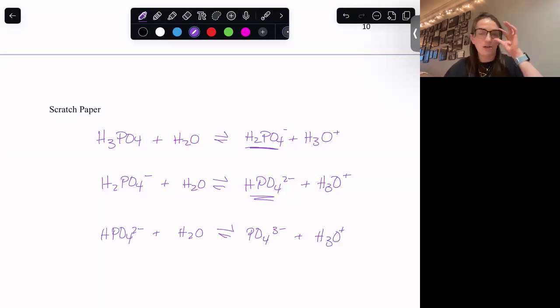Your first equation, the first proton that gets removed, this is Ka1. The second proton is Ka2, and the third one is Ka3.